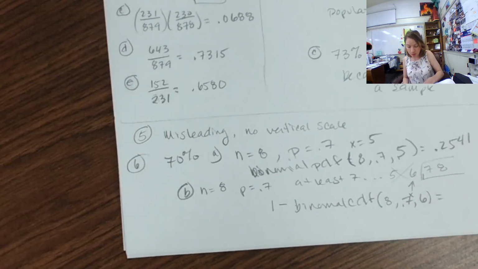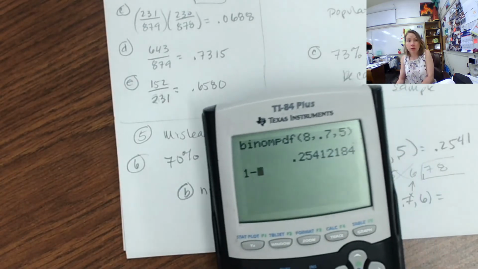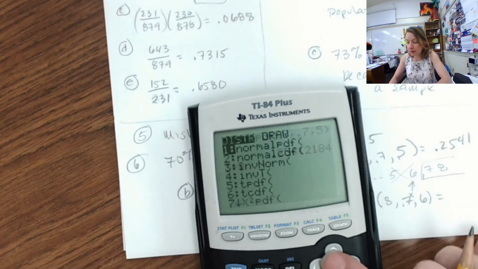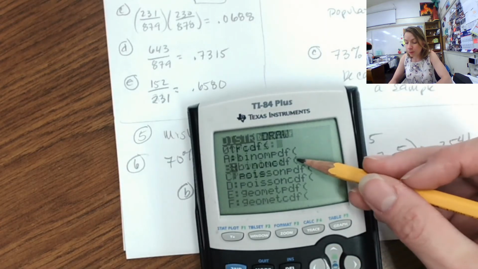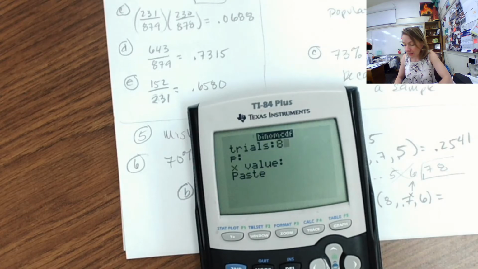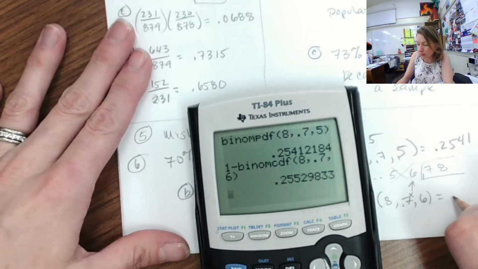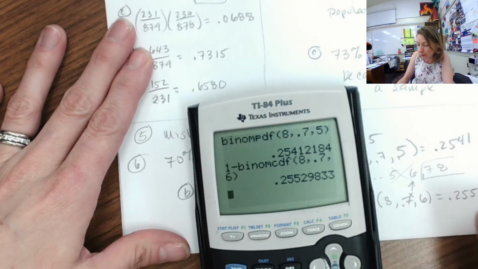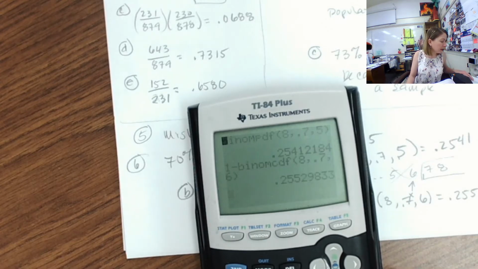Okay, so I'm going to do that all at once. So I'm going to go 1 minus, right? I'm just going to do it all in my calculator. 1 minus, I'm going to get to that binomial CDF function, and I've got 8, 0.7, and then 6. And so I've got 0.255, and then rounding to 4 decimal points, that gives me 0.3. Okay?